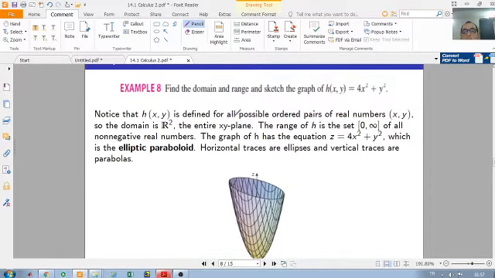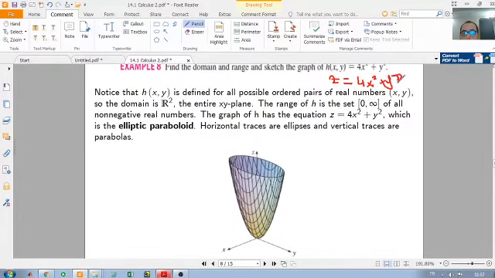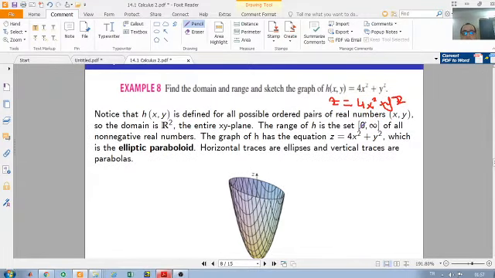Similarly, you can find the domain and range and sketch the graph of f of x, y, namely z is equal to 4x squared plus y squared. If you remember the table in section 12.6 for some quadratic surfaces, this represents an elliptic paraboloid. Or if you don't remember, you can describe the graph by finding the horizontal and vertical traces.